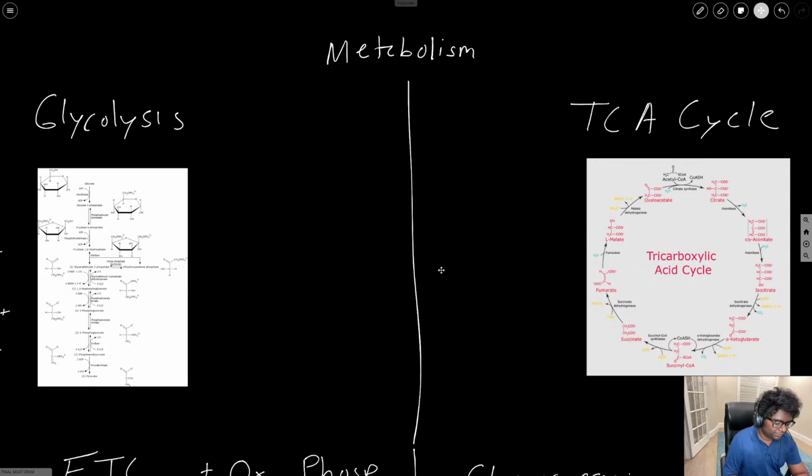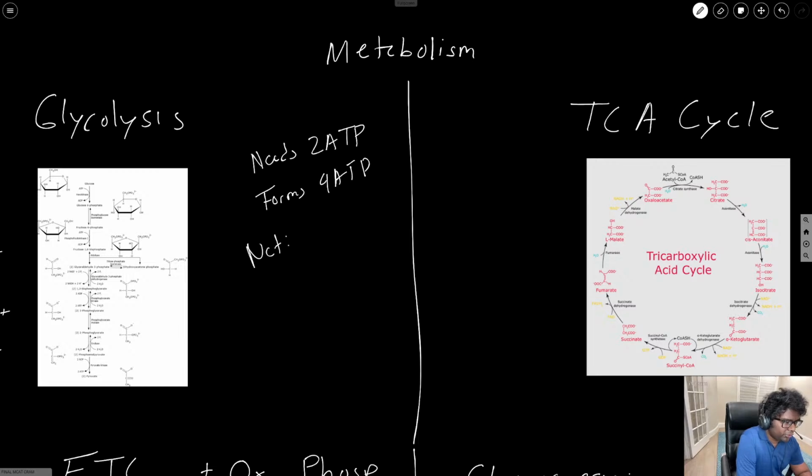Metabolism and glycolysis. Good news, the MCAT does not require you to know all the steps. I know you guys are looking at this right here and it's like, oh god, that's so complicated. The TCA cycle is super frustrating to learn, but you don't have to know it. You just have to know the important stuff about it. I would say know that glycolysis needs 2 ATP to start. It forms 4 ATP. So the net yield is actually just 2 ATP.